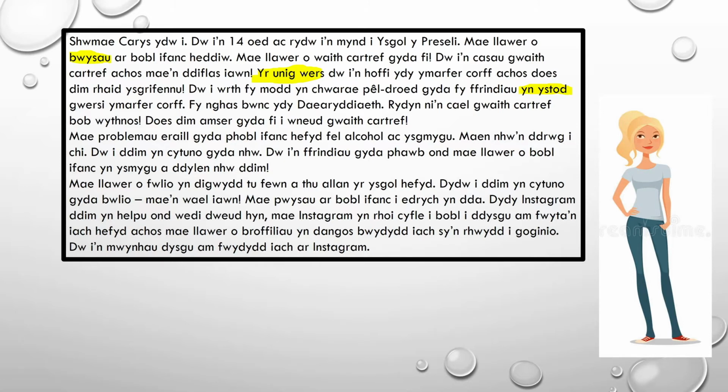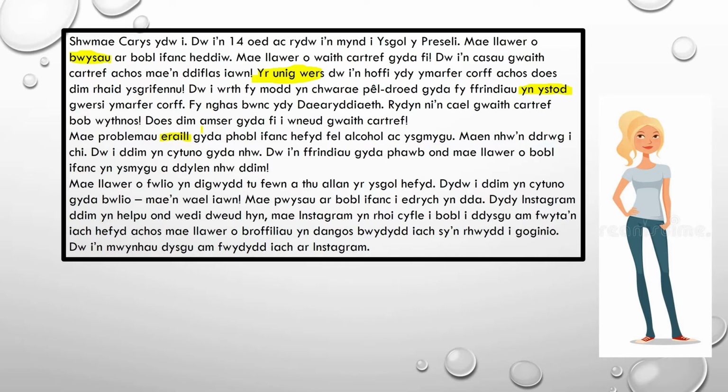Fy hoff bwnc ydy daearyddiaeth. Rydyn ni'n cael gwaith cartref bob wythnos. Does dim amser gyda fi i wneud gwaith cartref. Mae problemau eraill gyda phobl ifanc hefyd, fel alcohol ac ysmygu. Let's highlight eraill, because she now refers to school with there being too much writing and homework as one problem. So the other problem, so eraill is other problems facing young people is the issue of alcohol and smoking, alcohol ac ysmygu.